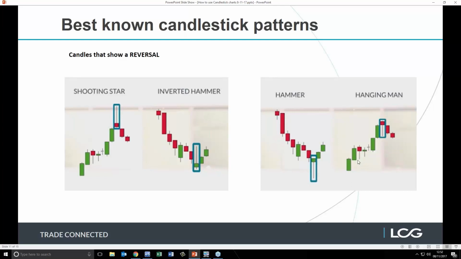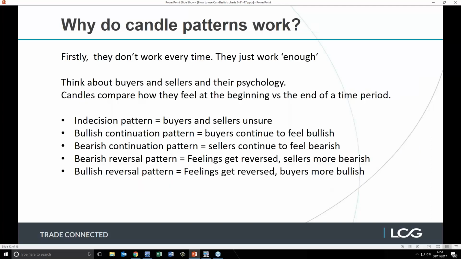And then the hammer is the bullish version of the shooting star, where again we're in a downtrend, prices push right down to the lows, but then close right up near the high. It can be a red candle, but it's a stronger pattern if it's a green candle in the case of a hammer, and the smaller the body the better, the longer the wick the better. And then again, the hanging man, kind of the opposite of the inverted hammer.